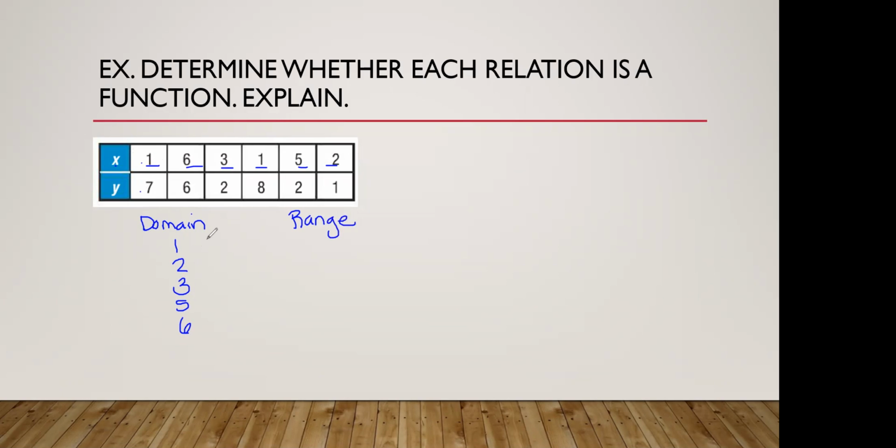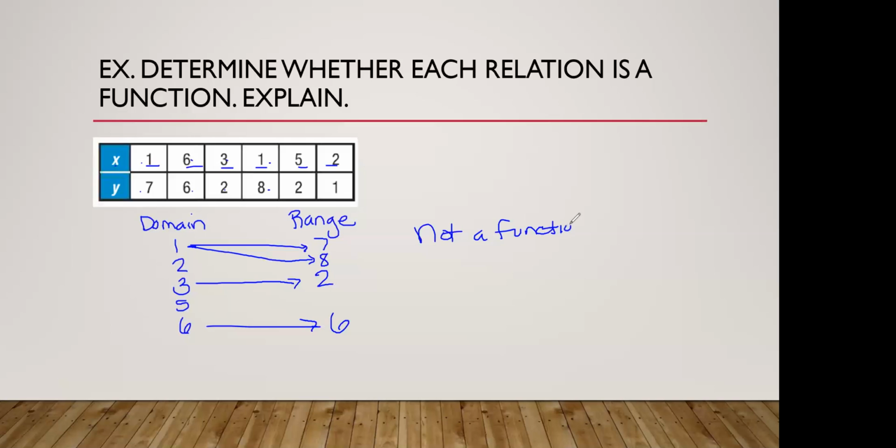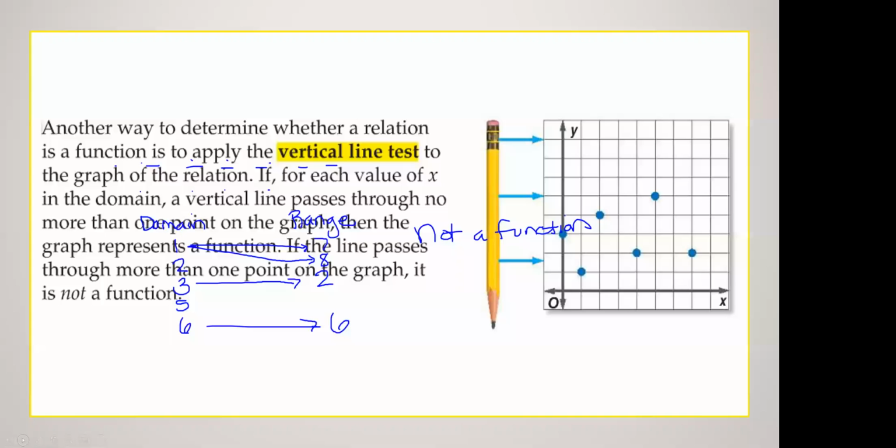So when x is 1, y is 7. When x is 6, y, or the range value, is 6. When x is 3, the y value or the range is 2. And when x is 1, the y value is 8. Okay? Okay, well, here we go. We have a domain of 1, an x value of 1, and we have a y value of 7 and of 8. So this is not a function. Why? Because one of the domain values matches with two range values, okay, which makes it not a function.